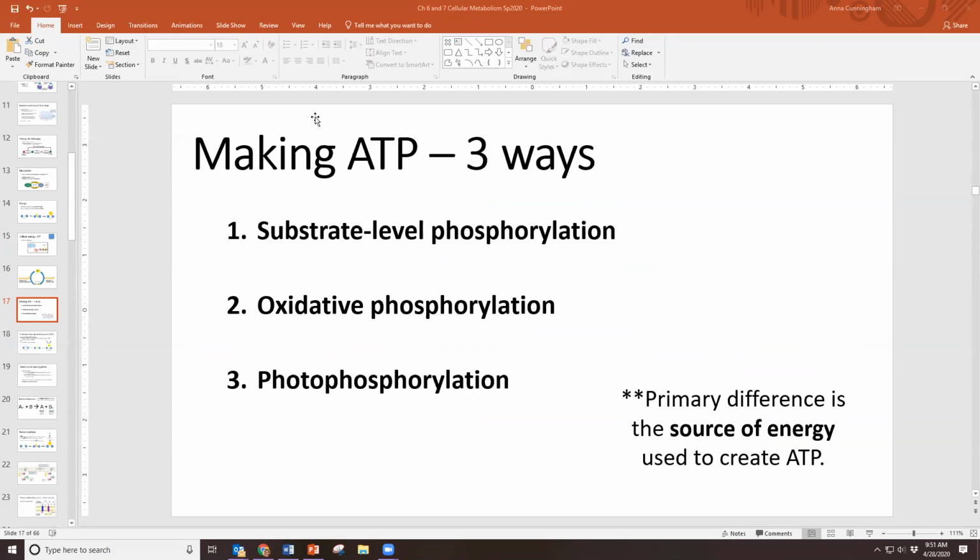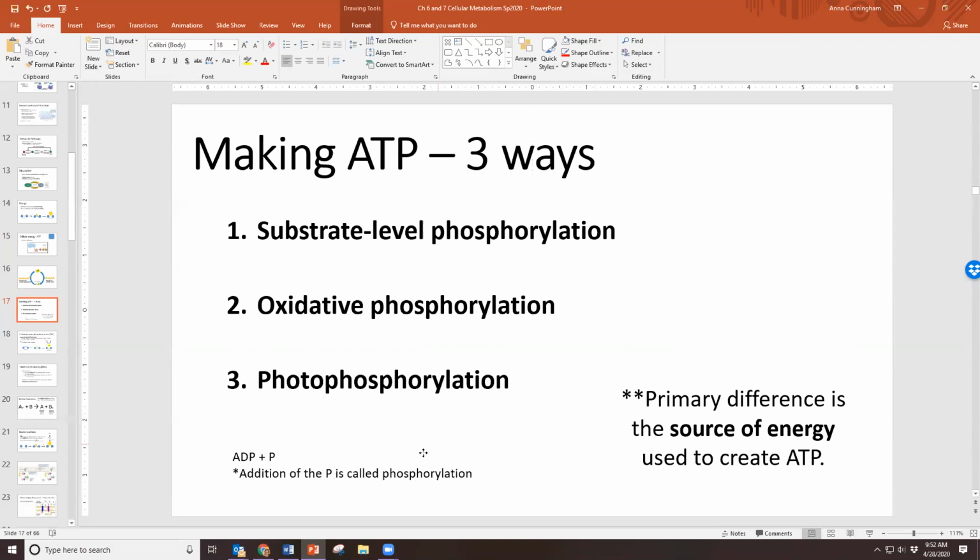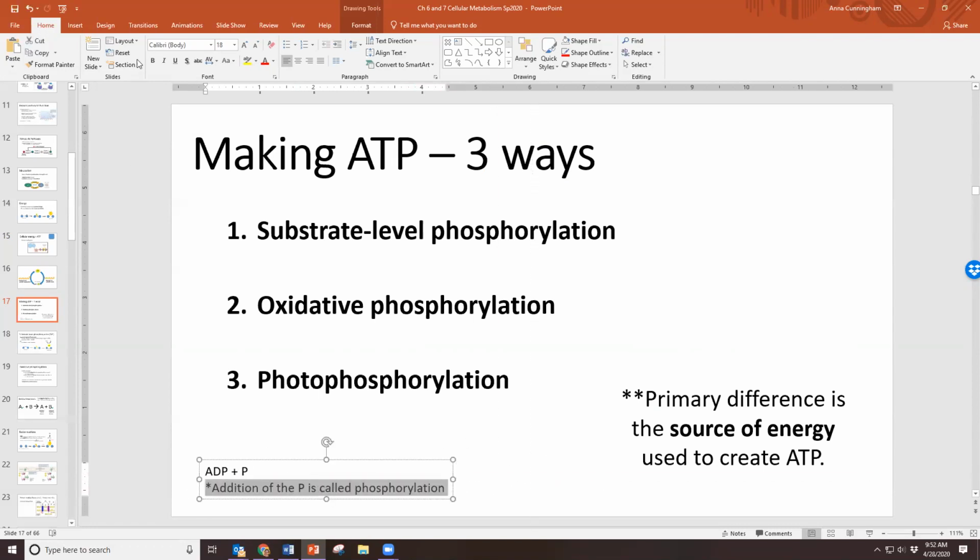And these are all, again, generating ATP. So remember that we take ADP and add a phosphate. That addition of the phosphate is called phosphorylation. Anytime you add a phosphate to something, that's called phosphorylation.